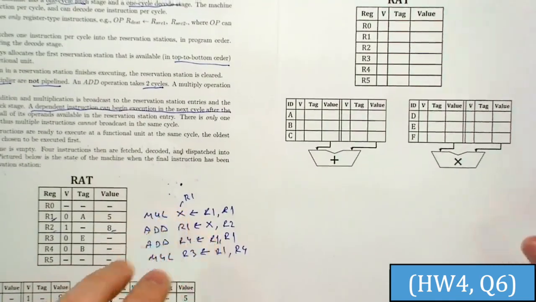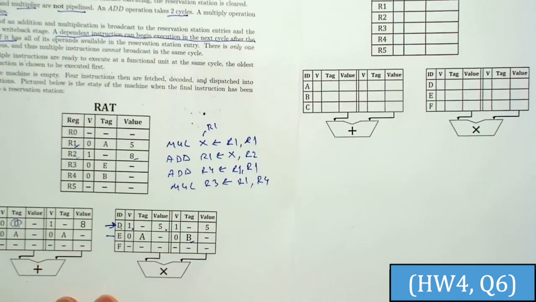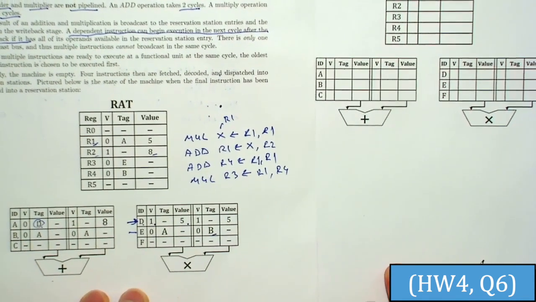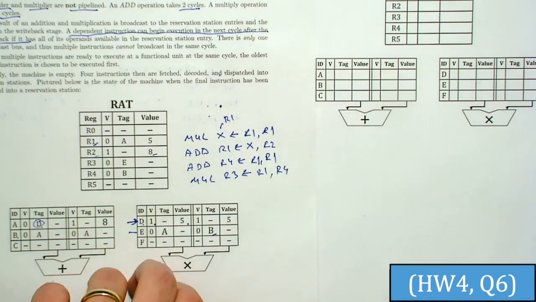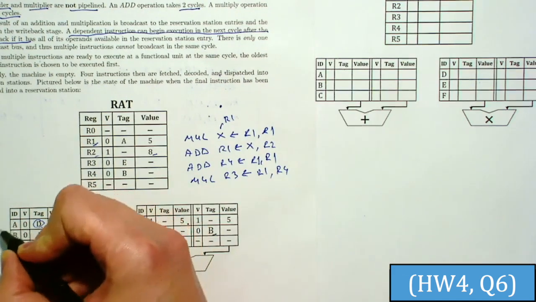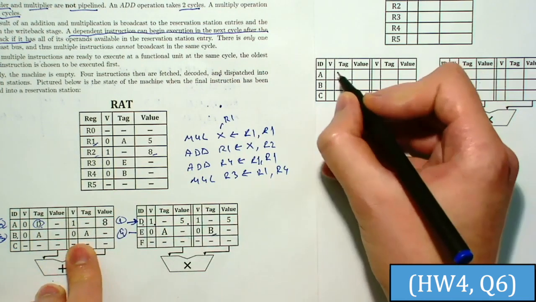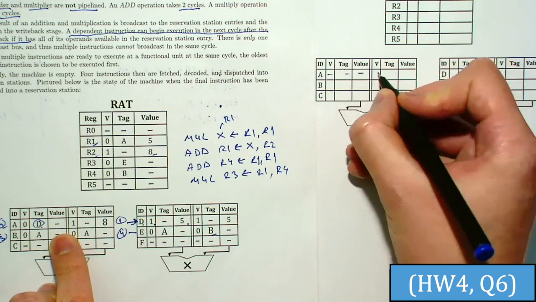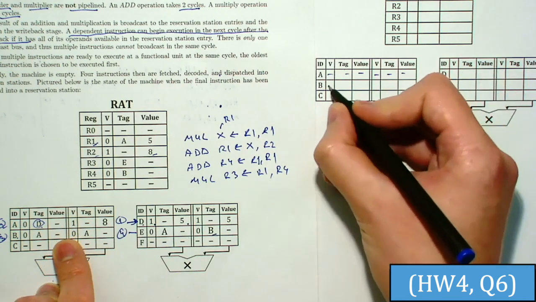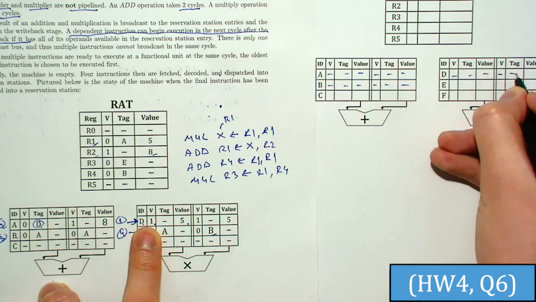Let me see if I can put this side by side. I hope you can see it. Okay, at least you can see the first part. Okay, so we know that this was the first instruction, this is the second, this is the third, and this is the last instruction. So this is finished, so I'll just put dashes here at the end of cycle 12. B is also complete. D is complete, so we don't have to fill anything here.